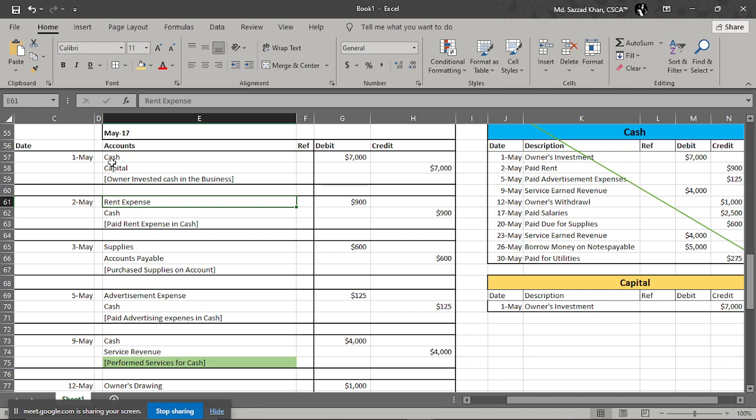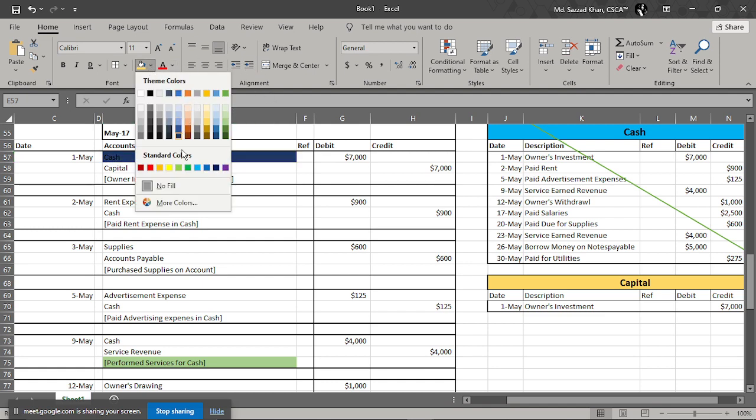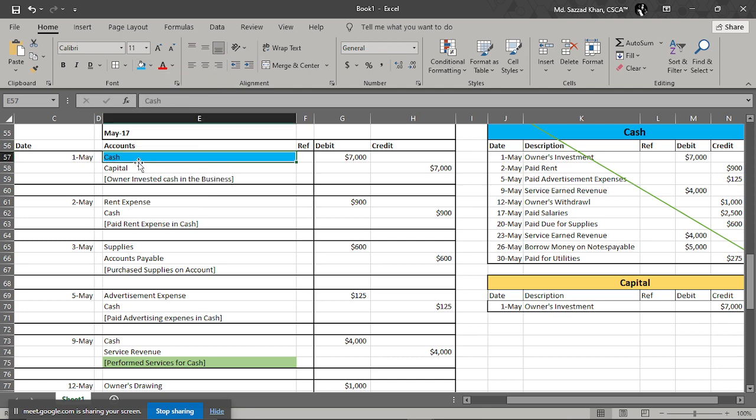Okay, we are done with capital. And color all the capital. Sorry, cash. First of all, we are done with cash, so we color the cash.